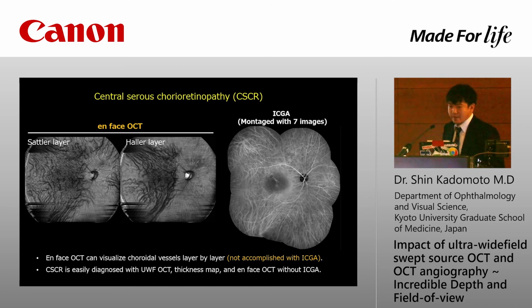Swept source OCT is depth-encoded imaging. So it can visualize choroidal vessels layer by layer, which is not accomplished with ICGA. In this case, it shows choroidal vessel dilation in the Haller layer. Now, CSC is easily diagnosed with ultra-wide field OCT, thickness map and swept source OCT without using ICGA. However, we should know that only fluorescein angiogram can tell us the leakage point of CSC.